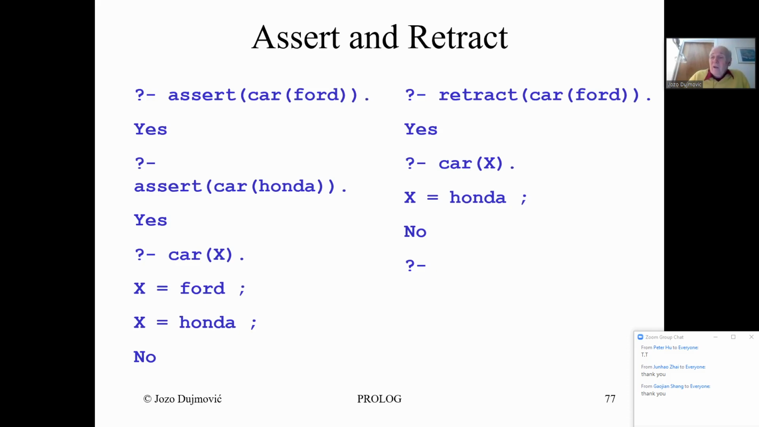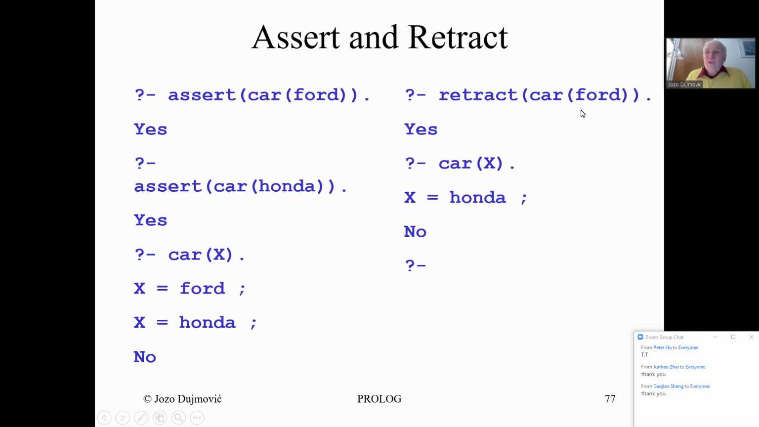Then you can continue and say retract car Ford. So you go to the database of facts and remove this fact car Ford. It says yes after that, okay? And then you say, give me car, and the result will be car is Honda. When you ask for more cars, it says no, you don't have more. You have only Honda in this database. So practically, by retracting car Ford, you erase this fact from the database of facts.